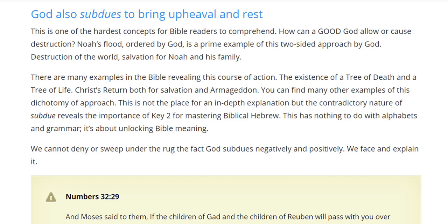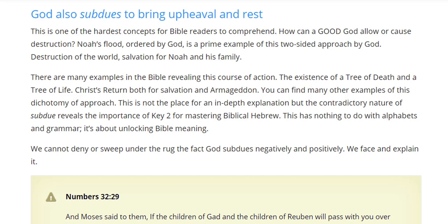There are many examples in the Bible revealing this course of action. The existence of a tree of death and a tree of life. Christ's return, both for salvation and Armageddon. You can find many other examples of this dichotomy of approach. This is not the place for an in-depth explanation, but the contradictory nature of subdue reveals the importance of key 2 for mastering biblical Hebrew.